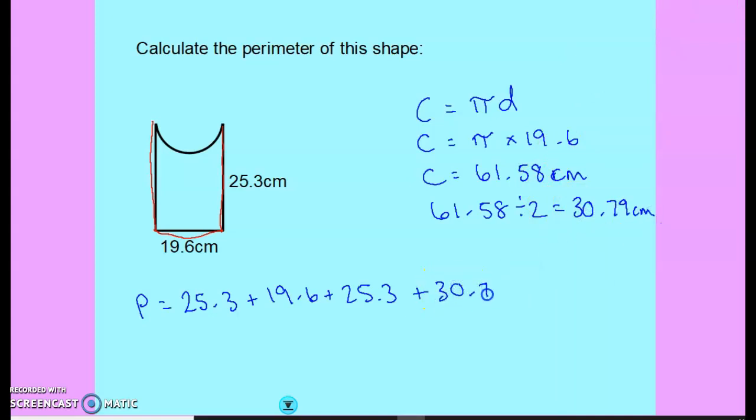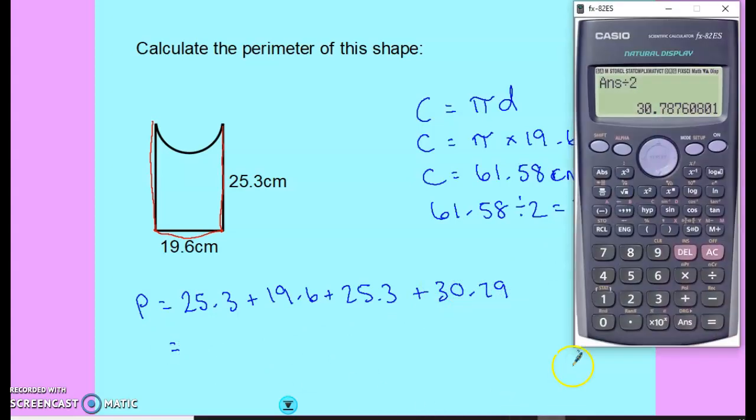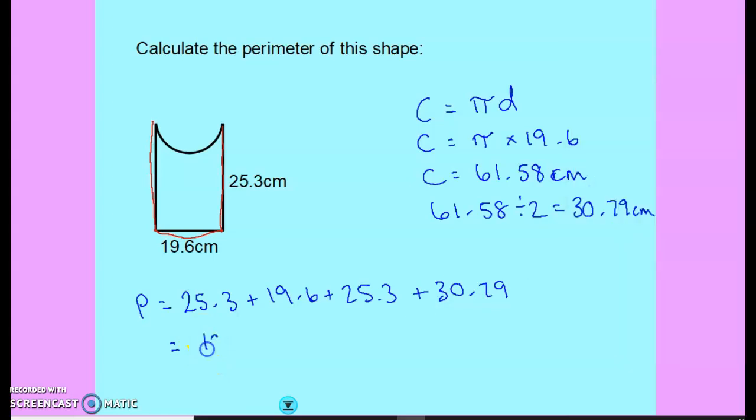Add on that 30.79. And we get 25.3 plus 19.6 plus 25.3 plus 30.79, and that comes out at 100.99 centimetres.